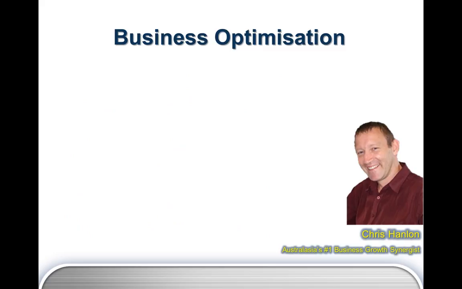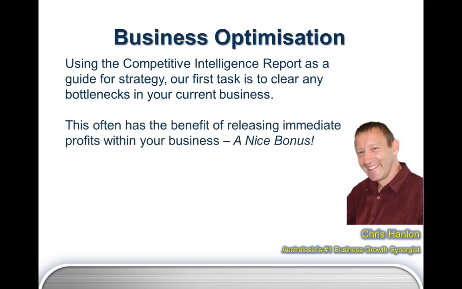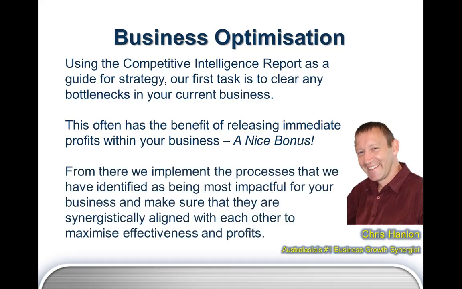Alright, so business optimization. Once we've done the competitive intelligence report, we use that as a guide for our strategy, but our first task is to clear any bottlenecks, which we were talking about before with the theory of constraints. We've got to clear those bottlenecks from your current business. This often has the benefit of releasing immediate profits to your business. And as I say there, it's a nice bonus to have those immediate profits. So that's something that you can get out of this.